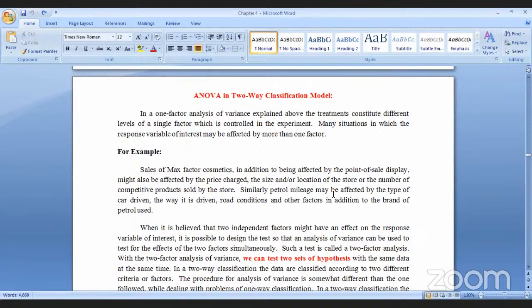Why? Because if you are incurring 250 rupees, but if you get only 10 grams, then what happens? You will be disappointed and you go for another product. Okay, so these 2 situations will be there. In the same manner, similarly, petrol mileage may be affected by the car driven, or the road condition, or the brand of the petrol used.